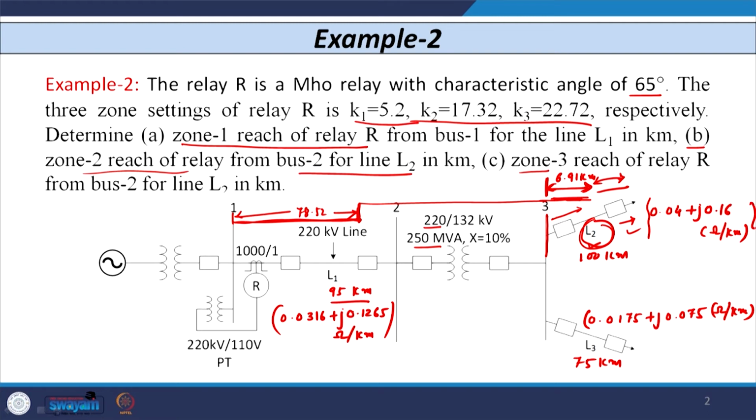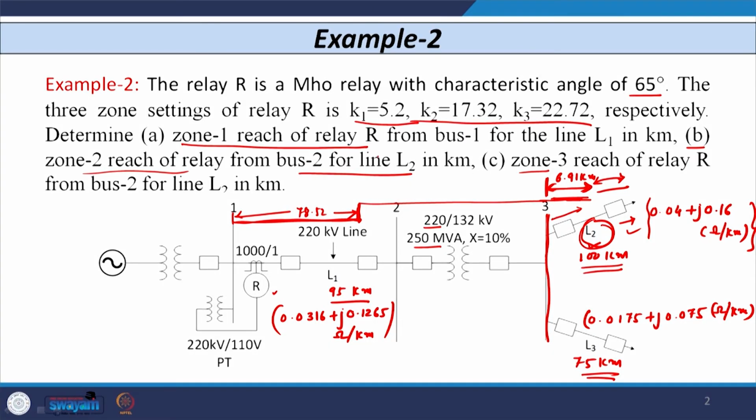So, now one important point, when you consider the zone 3 reach of relay R for line L2, it may be possible that in the actual field a number of lines are emanating from this bus. If there are more than 2 or 3 lines, then you have to find out the zone 3 reach of relay R for the line whose line length is highest. So, in this case L2 and L3, the line length of L2 is higher than L3, that is why we have considered L2. If the line length of L3 is higher than L2, then we have to consider line L3.